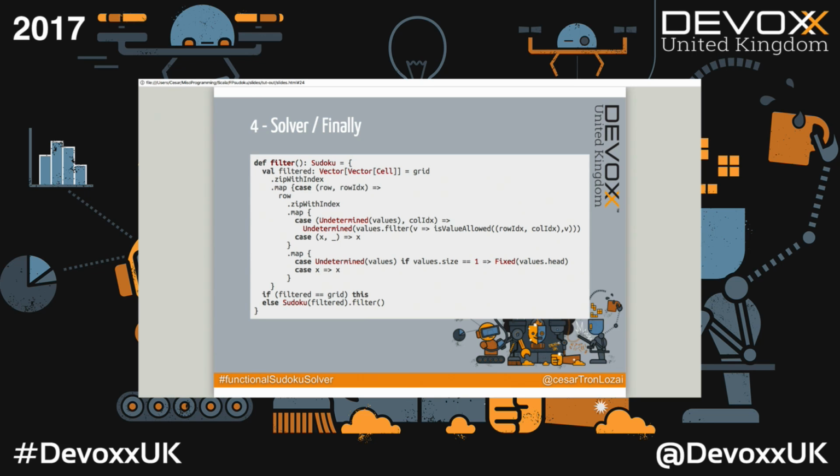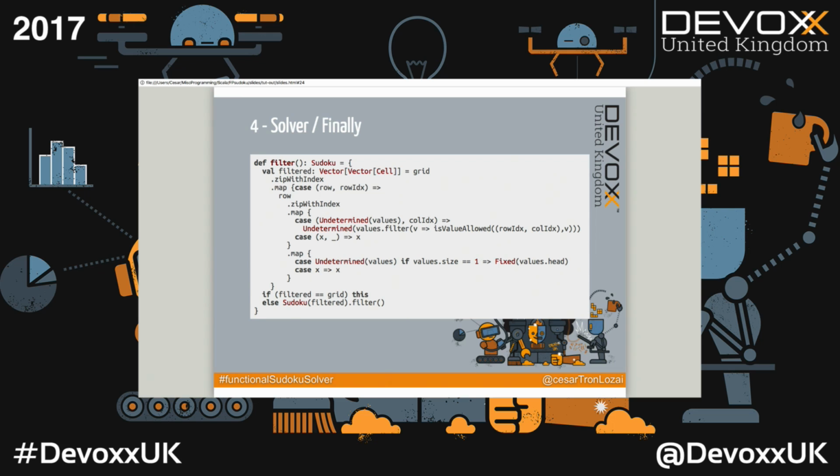So if I reduce my problem statement, that's what I'm doing here. Remember, there is no return statement because we're in Scala. If I have undetermined cell values, I return a new undetermined cell, but I take the old values and filter them, passing my predicate, which is my isValue_allowed function, with all of the parameters. This is going to reduce all of the possible values in that place.